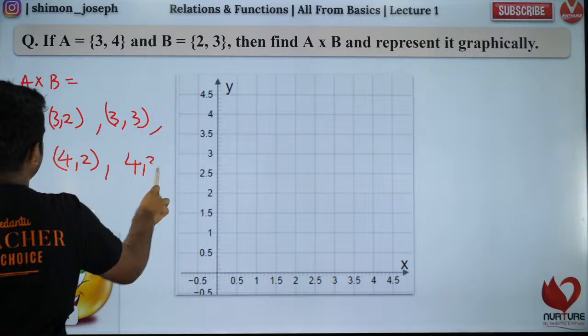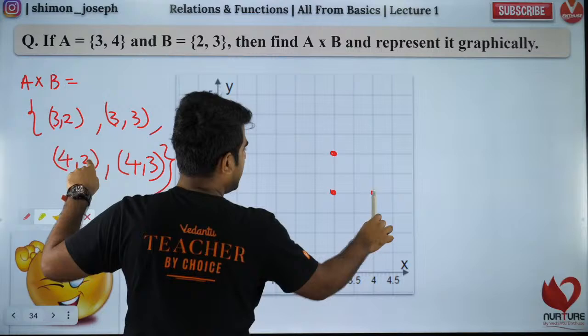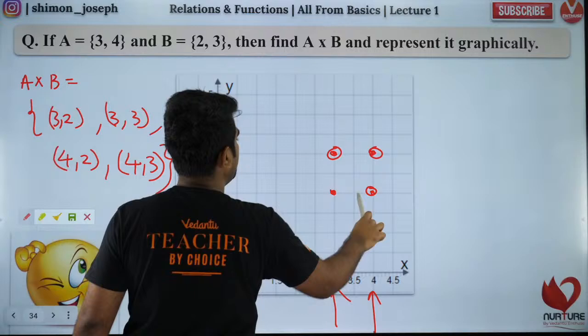Everybody? So what will I get? (3, 2) is here. Then you'll have (3, 3), which will be over here. Then you'll have (4, 2) and (4, 3). So these are the 4 points. Do you agree? Because A will have these 2 elements and B will have these 2 elements, so that's why you get these 4 elements. I hope you're all fine with it. Are you all clear? Shall I move forward?